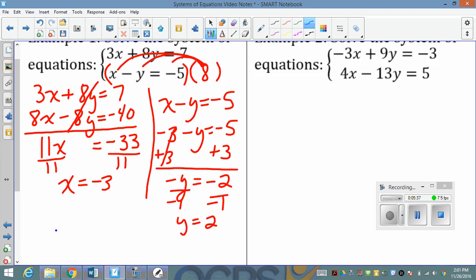My answer here is the point (-3, 2). X is -3, y is 2. I can do a quick check.